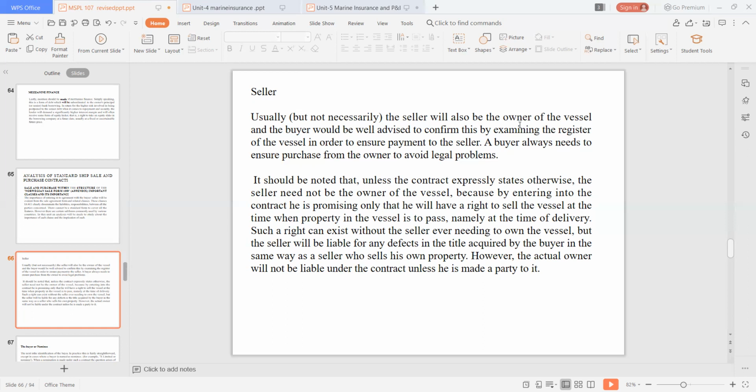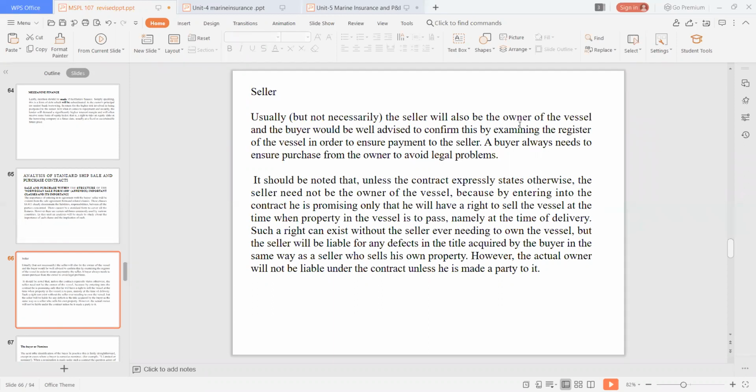It should be noted that unless the contract expressly states otherwise, the seller need not be the owner of the vessel, because by entering into the contract, he is promising only that he will have the right to sell the vessel at the time when the property in the vessel is to pass, namely at the time of delivery. Such a right can exist without a seller ever needing to own the vessel, but the seller will be liable for any defects in the title acquired by the buyer, the same way as the seller who sells his own property. However, the actual owner will not be liable under the contract unless he is made a party to it.